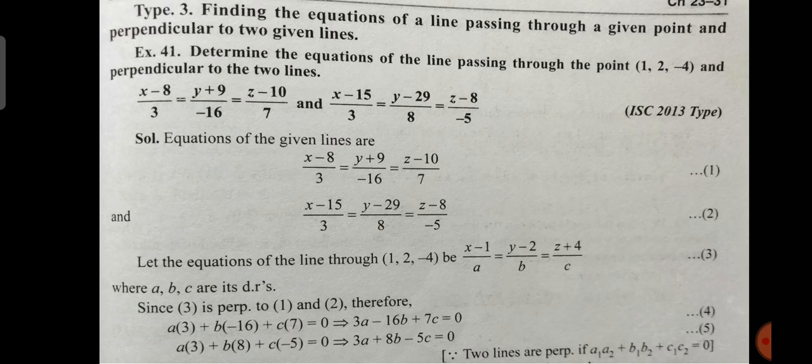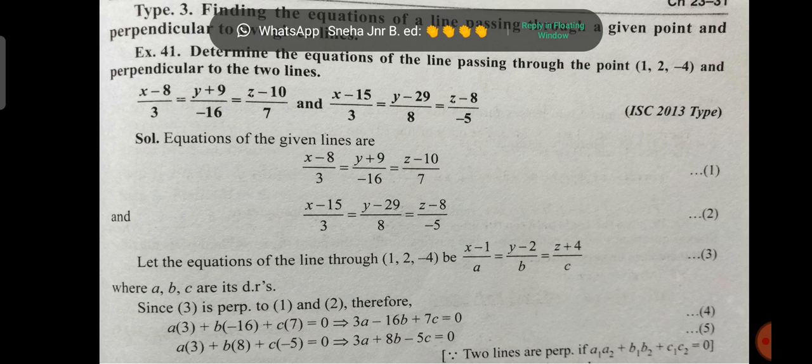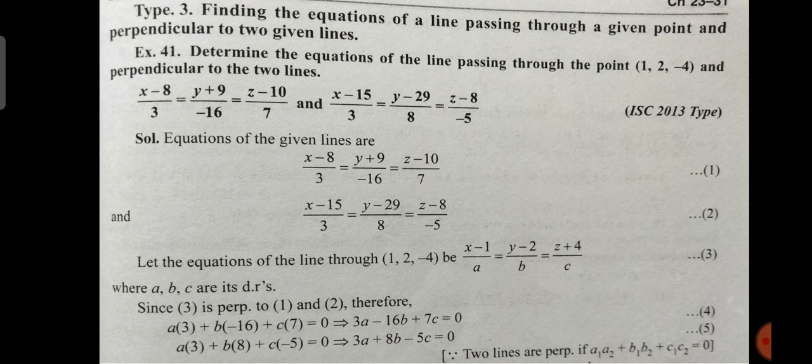Okay, students, we are continuing with the section. So in this, we are finding the equation of a line passing through a given point and perpendicular to two given lines. Two lines have been given, and you have to find the equation of a line passing through a given point.